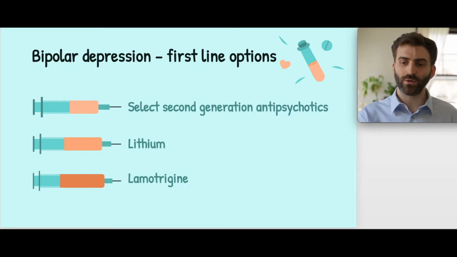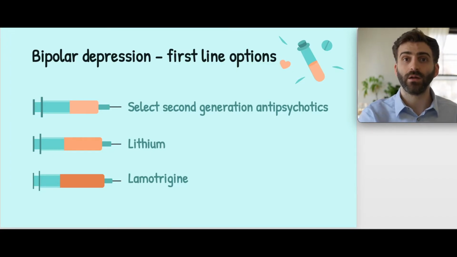Bipolar disorder can be quite intimidating for people who are unfamiliar with it, but really when you boil down the guidelines, it doesn't seem as intimidating. So remember, for bipolar mania: second gen antipsychotics, lithium, valproic acid, or combinations. For bipolar depression: select second generation antipsychotics, lithium, and lamotrigine. So you can really boil these down so it's a little bit more simple.